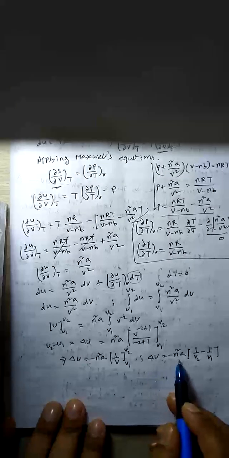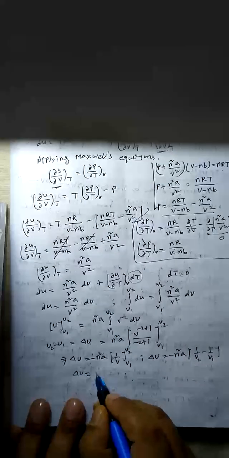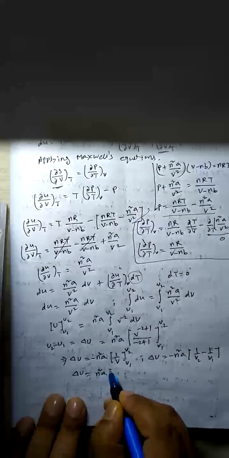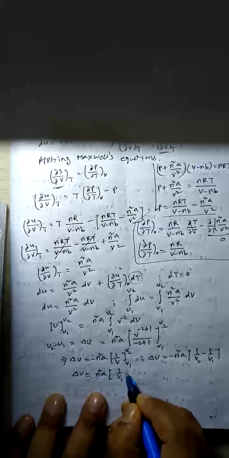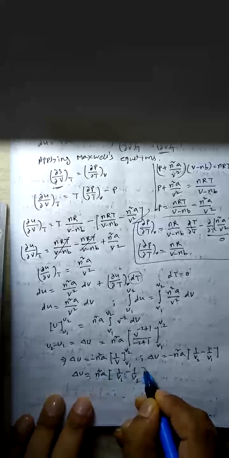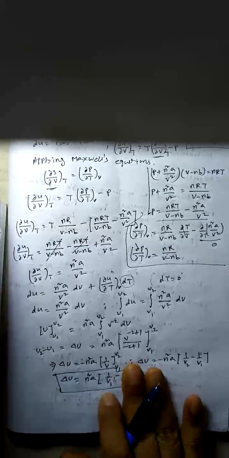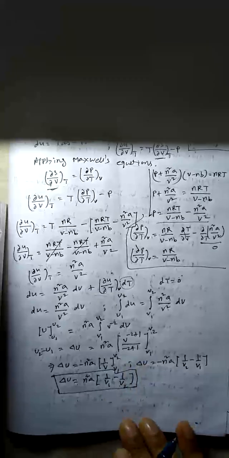Delta U is equal to minus n²a times (1/V2 minus 1/V1). So this is the internal energy. If you remove this minus, you just change it: delta U is equal to n²a whole of 1/V1 minus 1/V2. This is the change in internal energy in case of isothermal reversible expansion of a van der Waals gas.